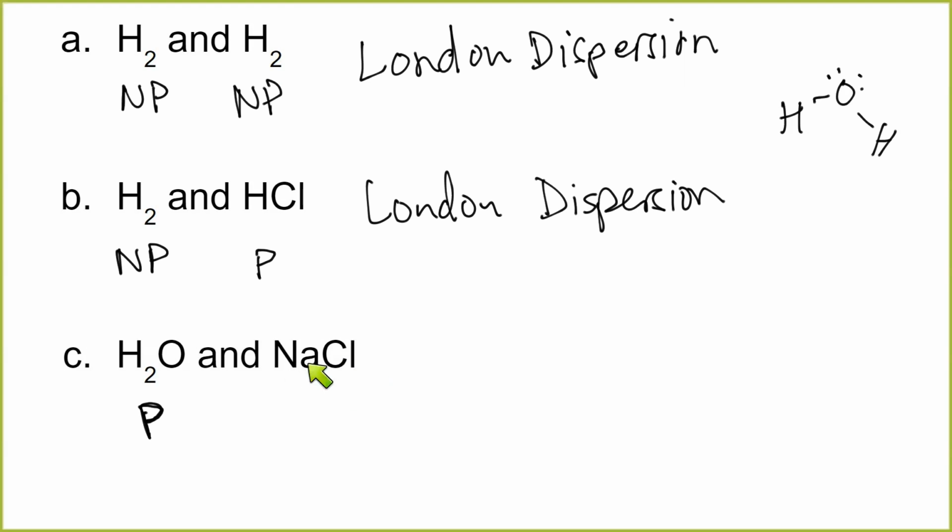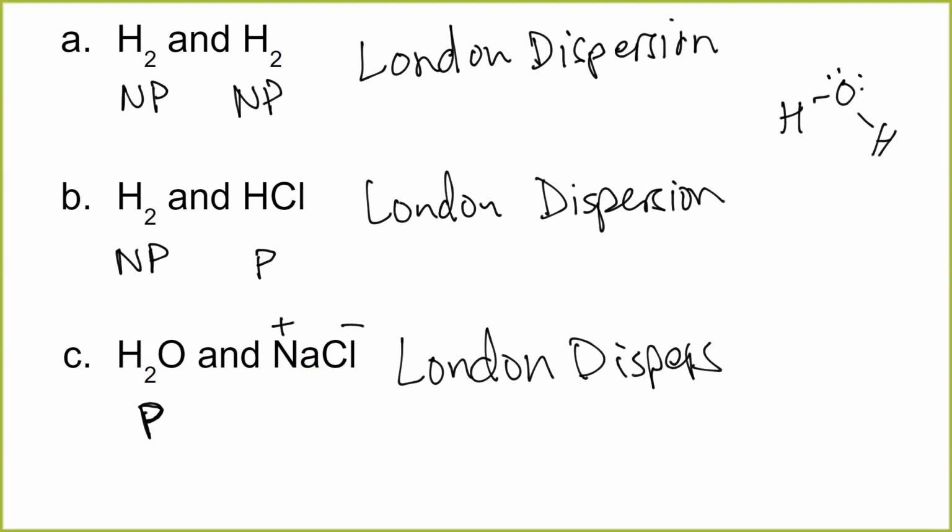NaCl, would you say it behaves more polar or more non-polar? This one behaves more polar. It's actually ionic, but it's got these partial positive and negative charges. So this one, is it going to do London dispersion? Yes, because everything does London dispersion, but it's also going to do something else. What else is it going to do? Dipole. Okay, it's going to do both.